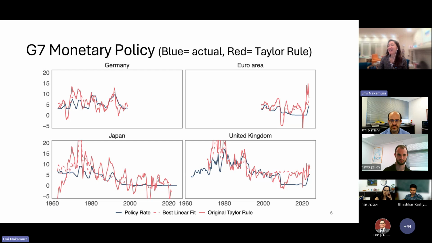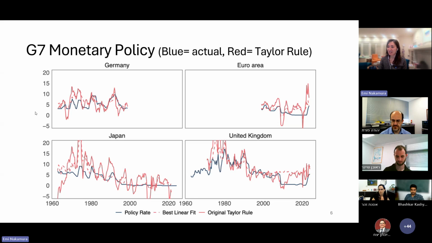I'm not showing Israel in these pictures. We actually did include Israel also in our figures. We don't have it here, but perhaps I'll mention it a little bit later on. But I'm sure you all know that data much better than I do.